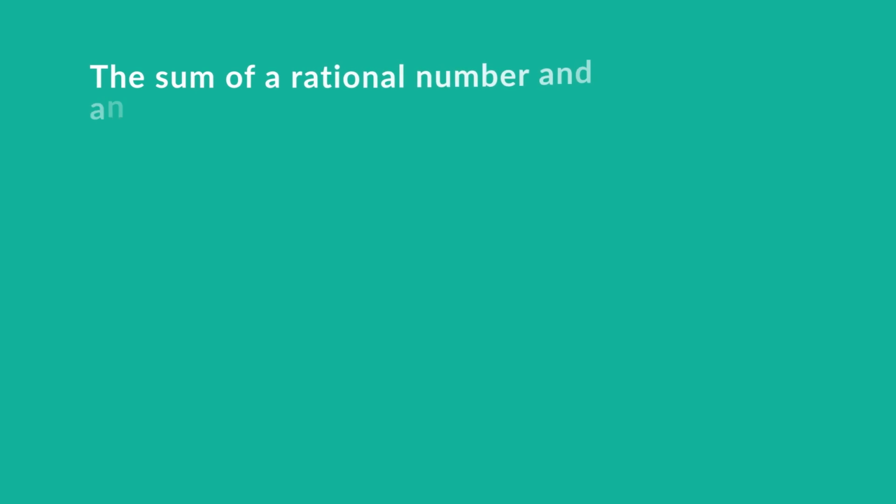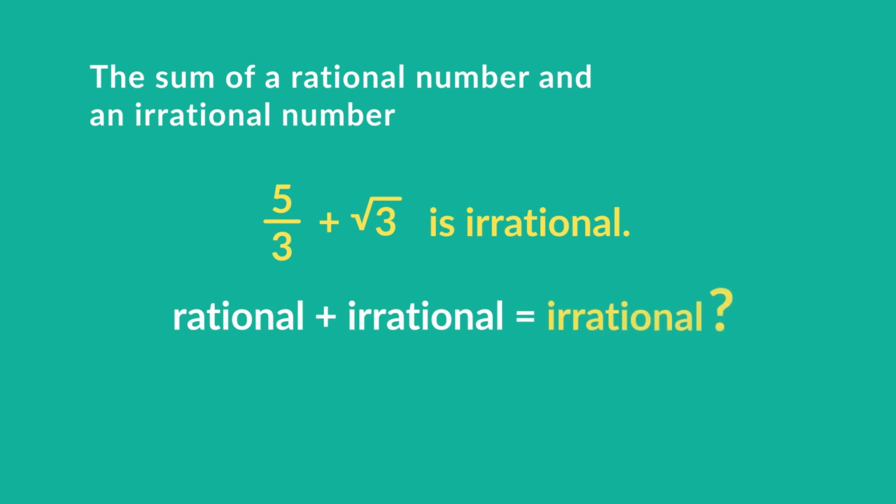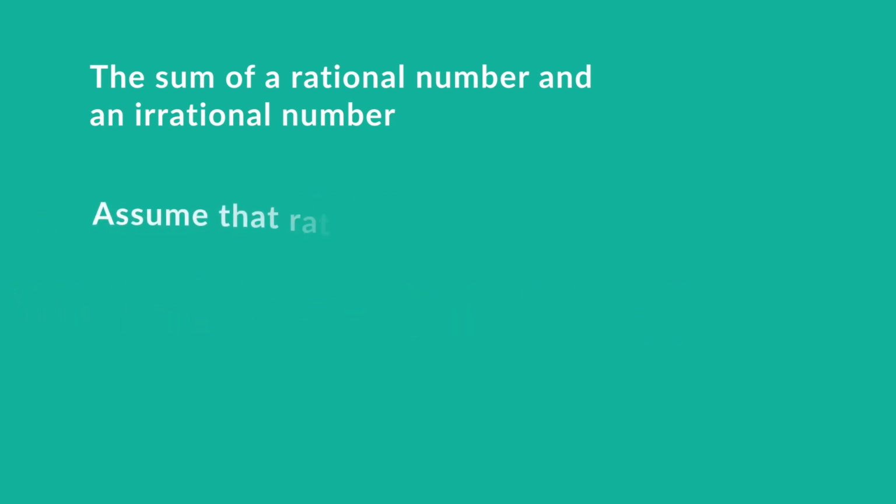What happens when we find the sum of a rational number and an irrational number? The sum of 5 thirds and root 3 is an irrational quantity. So can we conclude that the sum of a rational number and an irrational number is always irrational? Let's assume the opposite: that the sum of a rational and an irrational number is also rational.